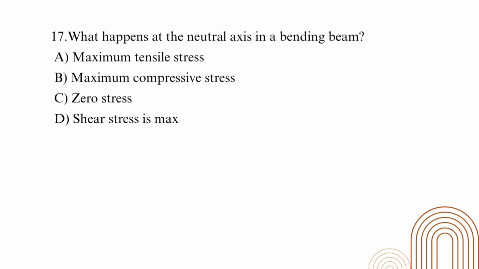The next question, number 17. What happens at the neutral axis in a bending beam? And the options are: option A, maximum tensile stress; option B, maximum compressive stress; option C, zero stress; and option D, shear stress is maximum. And the correct answer is zero stress.